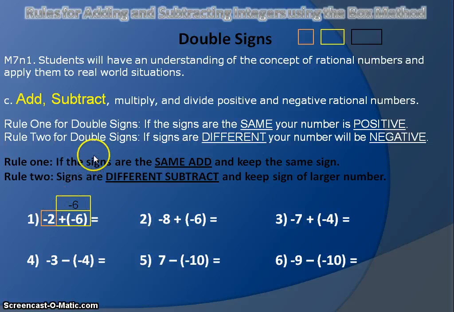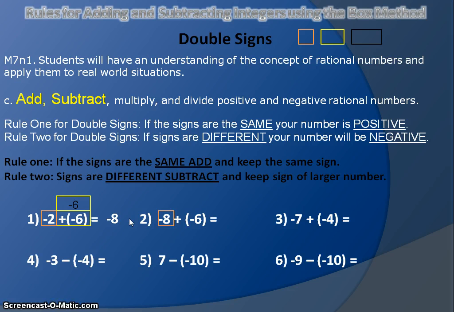Now you can see we have single signs in each box. So we go back to our single sign rules. In this case, they're both negative, -2, -6. Same, add, keep the same sign. So we're going to add these together and keep the same sign. 2 plus 6 is 8. They're both negative, so my answer is negative. So I end up with a -8.